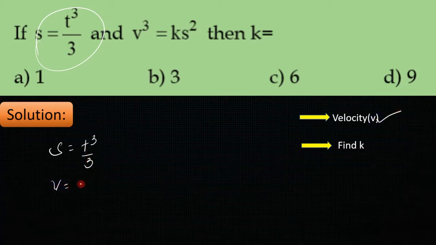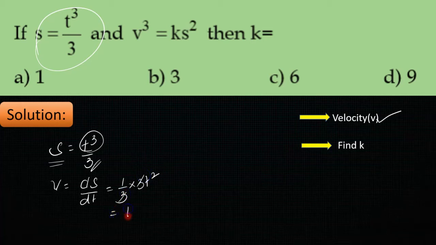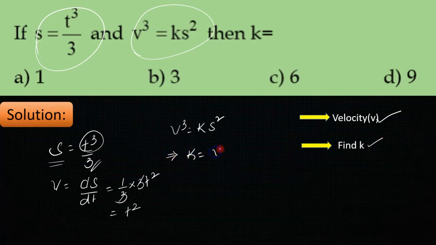V = ds/dt, that is differentiating with respect to t on both sides of s, we get, here 1/3 is constant, differentiation of t³ is 3t². Here 3 gets cancelled, this equals t². Also given v³ = k s². From this we find the k. This implies k = v³ divided by s².